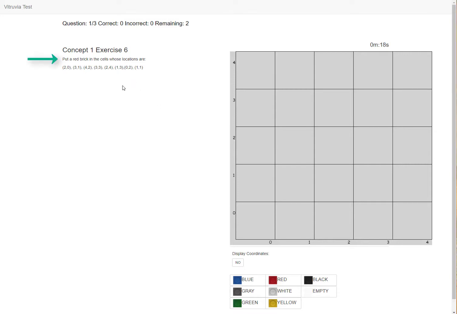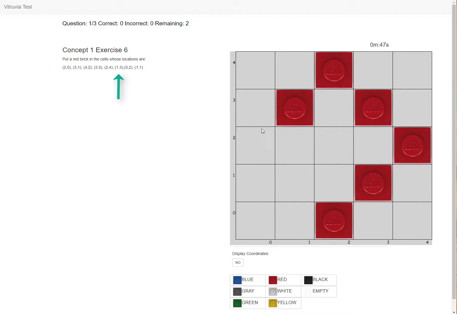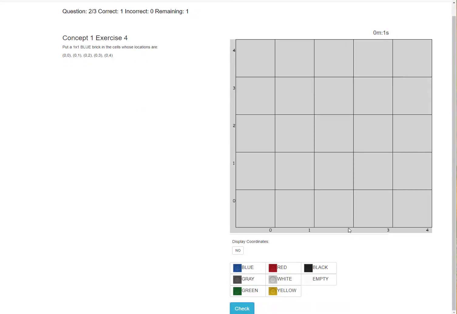Put a red brick in the cells whose locations are. So red brick, locations 2, 0, right here. 3, 1, 4, 2, sort of see that as a pattern. And then let's see what's next. 3, 3, I think I see the pattern here. 2, 4, I'm guessing this is the next one. 1, 3, 0, 2, and 1, 1. Check, correct. Now comes the next question.